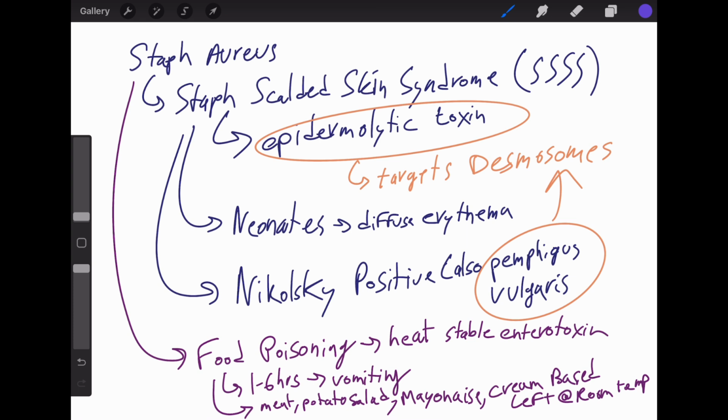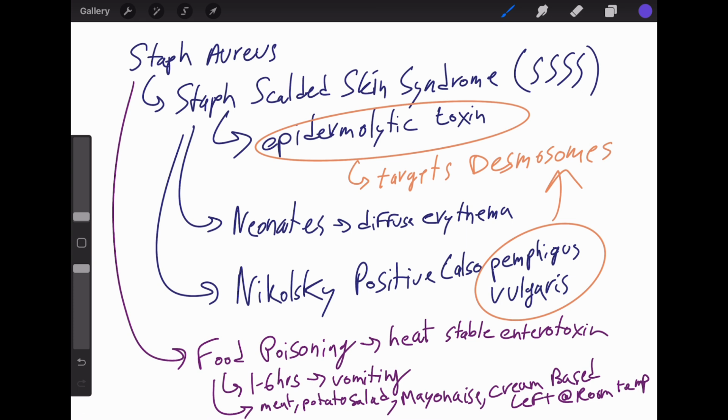Now, Staph aureus can also cause food poisoning. This is caused by heat-stable enterotoxin. Usually has a rapid onset, think of less than 6 hours. Common foods are meats, potato salad, mayonnaise, or cream-based items left at room temperature, so think of a picnic. And then a bunch of the people that attended the picnic get sick shortly thereafter. If it's very close to the time of the picnic, think Staph aureus.